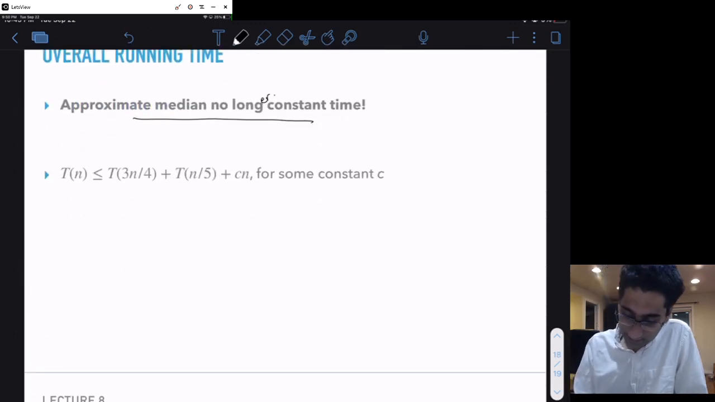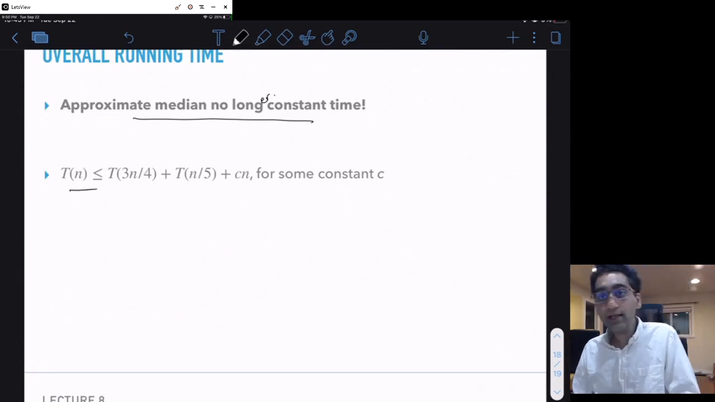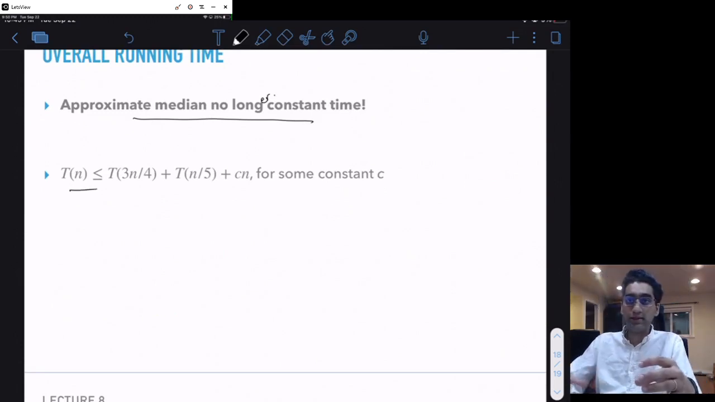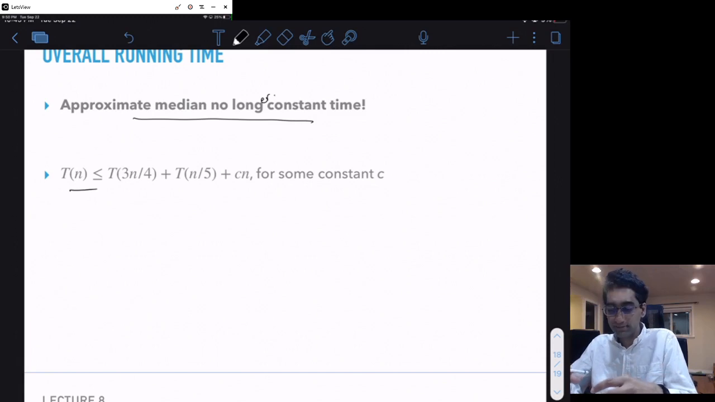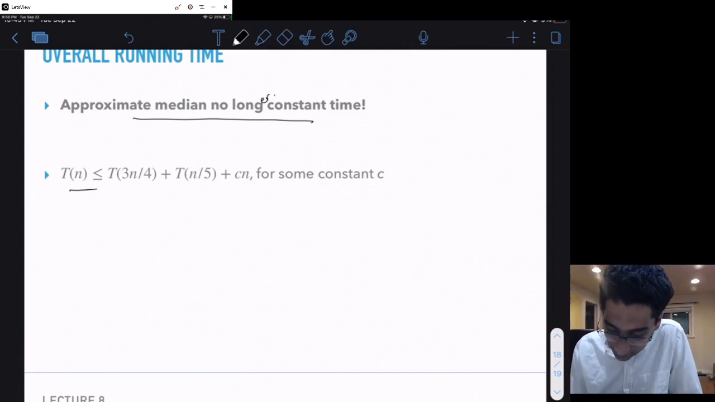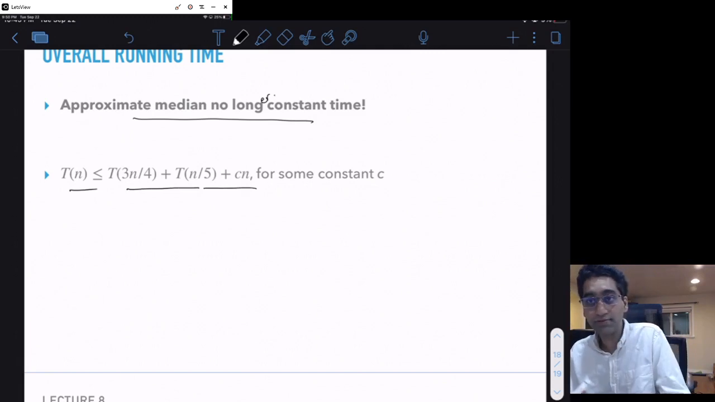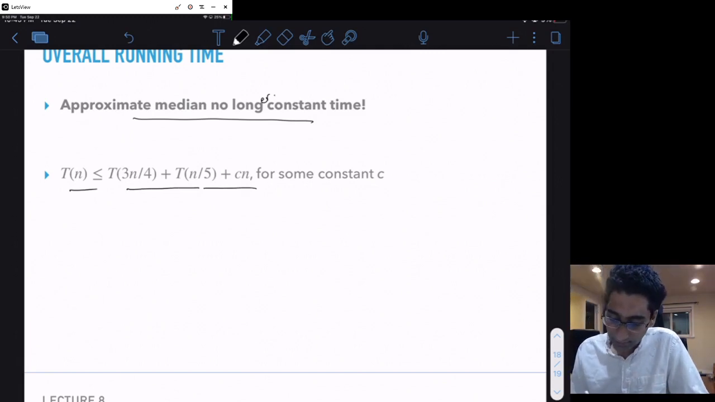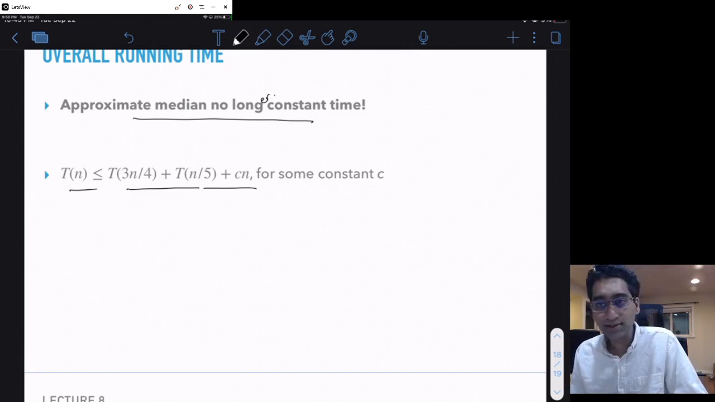So you get that T of n is less than or equal to T of 3n by 4 plus this f of n plus O of n. Right, so that's what we had before. So you get T of n is less than or equal to T of 3n by 4 plus n by 5 plus cn, for some constant c. Now, what is this? This is a weird recurrence.